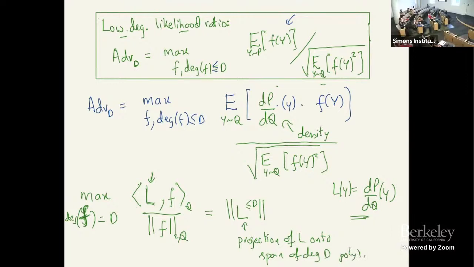Are you assuming something about Q here? Nothing as yet. So far, I haven't assumed anything about Q. Basically, under any measure, you still have a span of low degree polynomials, and you're just projecting onto that span.